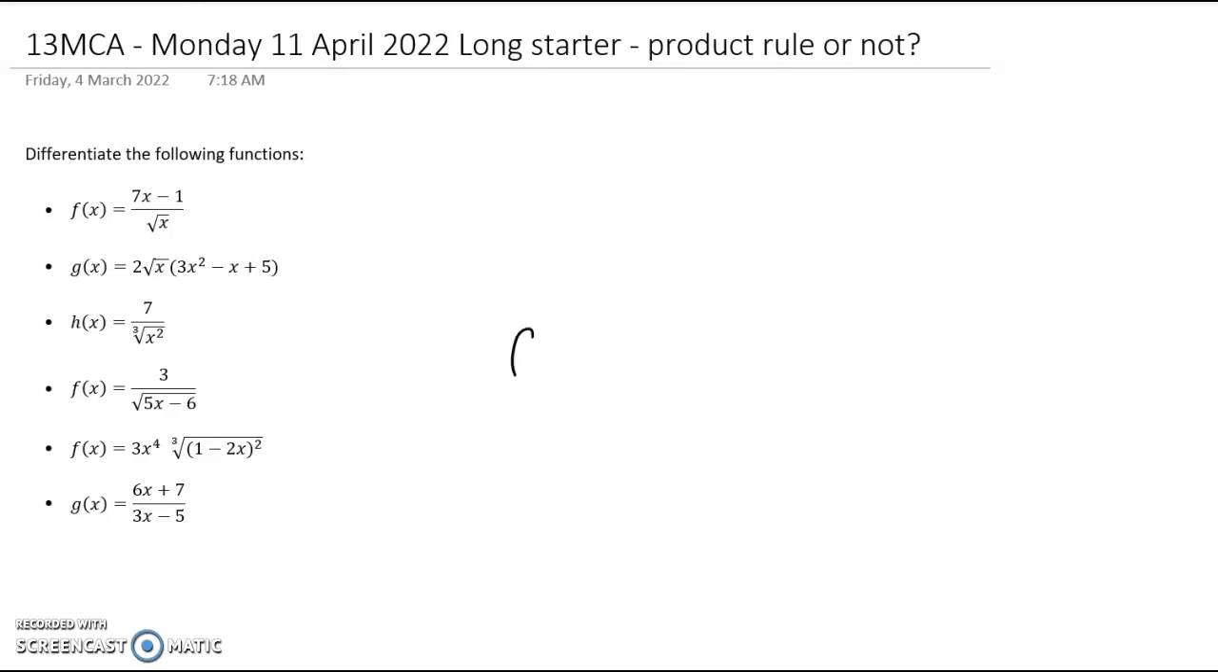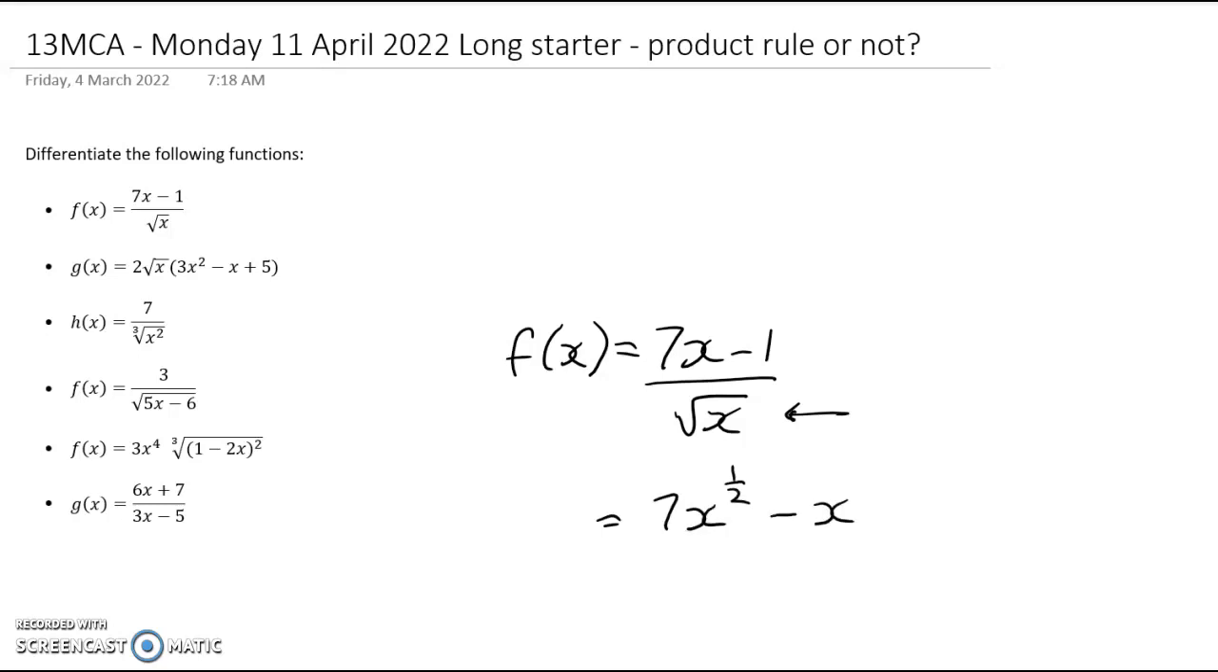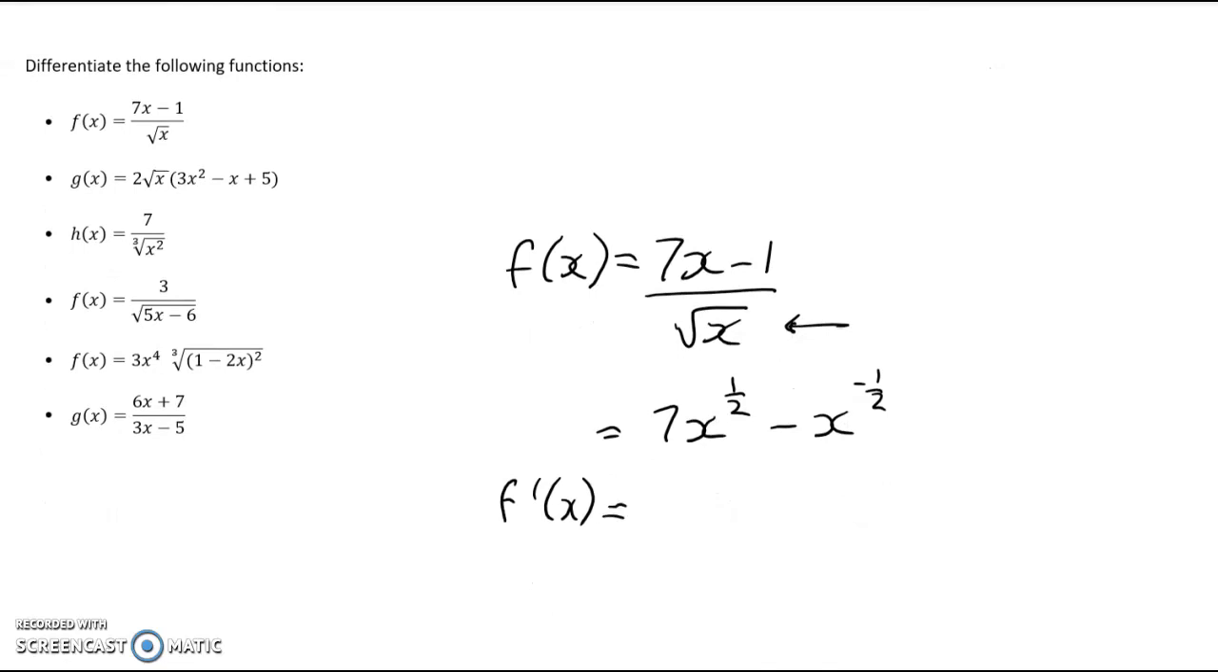Okay, so starting from number one, we've got f of x is equal to this. And you can see that we've got one thing in the denominator. That means that I can simplify this fraction nicely by dividing through by this x to the power of a half term here. And we get 7x to the power of a half minus x to the power of negative a half. And then that's going to be very easy to differentiate. So actually, I'm going to do the differentiation now. So f dash of x will now be 7 over 2 x to the negative a half plus 1 half x to the negative 3 over 2. And that's just using my basic rule of bring down the power and then drop it by 1.